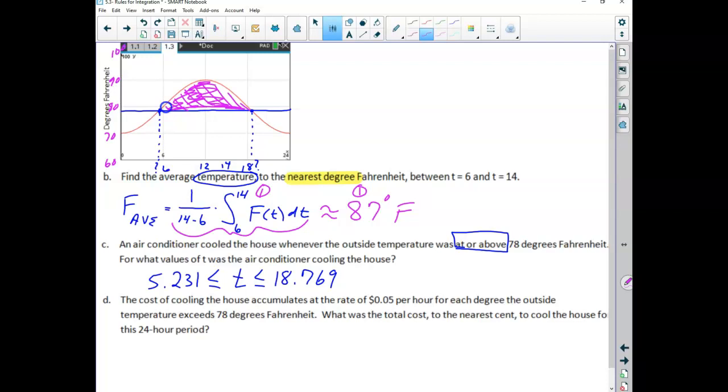Because if I typed in 0.05 times my integral between these two intersection points, which are here and here, meaning 5.231 all the way up to 18.769 of f of t dt. What that's going to do, think about, what is this area going to be? Think about what an integral represents. It's the area bounded between the curve and the what?